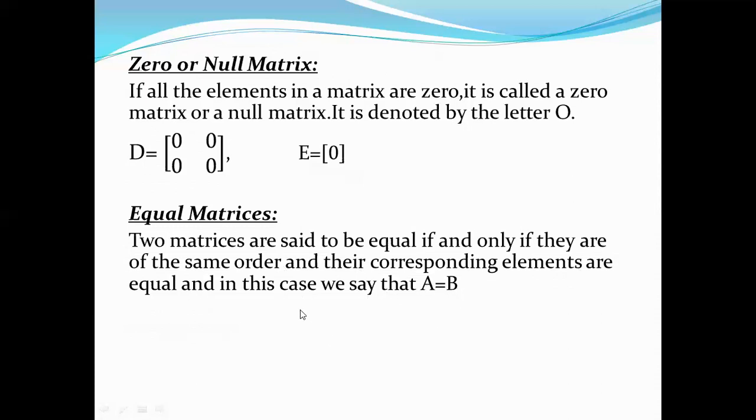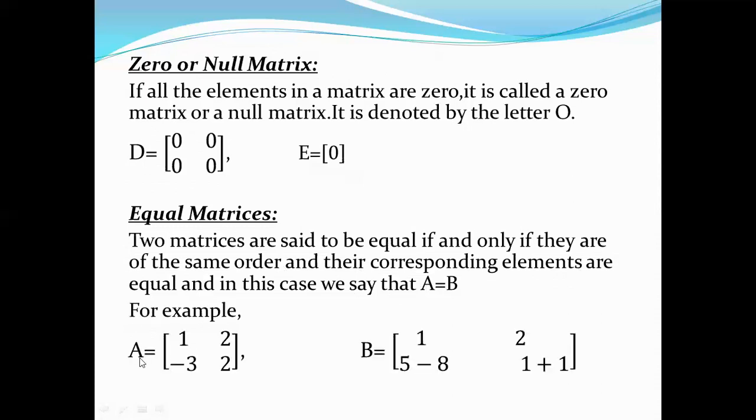So we have an example. A equal to [1, 2, minus 3, 2]. There are 4 elements. Its order is 2 by 2. Now B equal to [1, 2, 5 minus 8, and 1 plus 1]. There are also 4 elements and its order is 2 by 2. So the order is same. Now just check, are their corresponding elements equal or not?